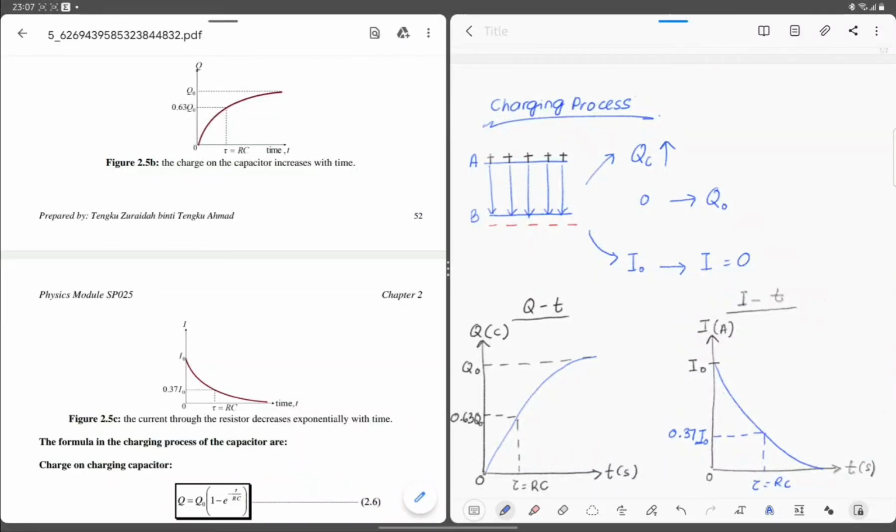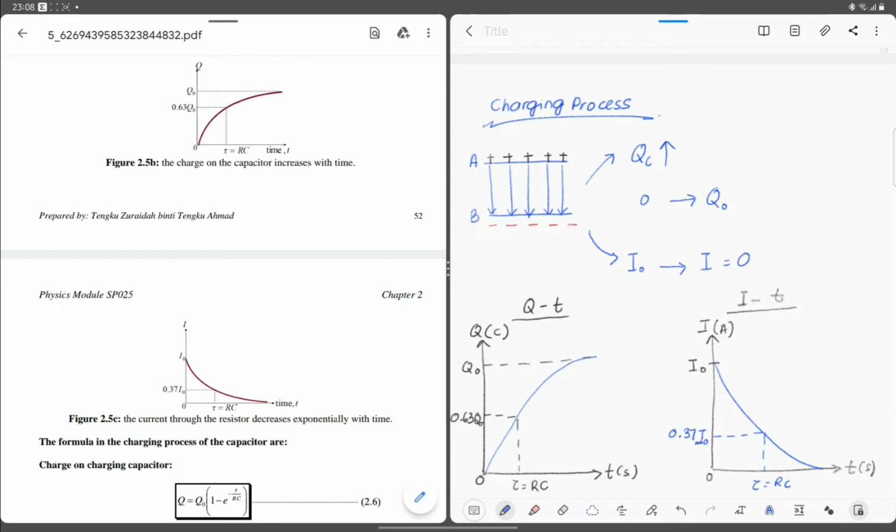Okay, kita nak teruskan dengan subtopik seterusnya, which is about sketch and explain the characteristics of Q against T and I against T graph for charging process. Okay, kita fokus on charging terlebih dahulu. Kita dah belajar tadi tentang charging process dan Madam dah explain bagaimana charging process itu berlaku. So, now kita nak lihat perubahan yang berlaku dari segi Q dan juga dari segi I.